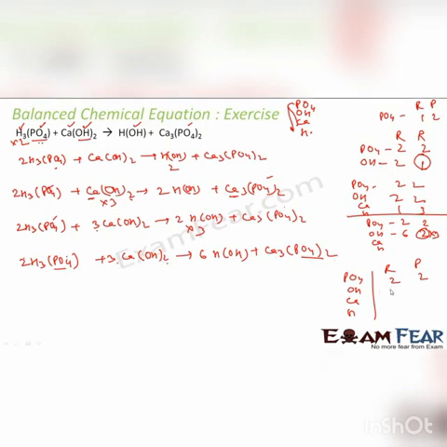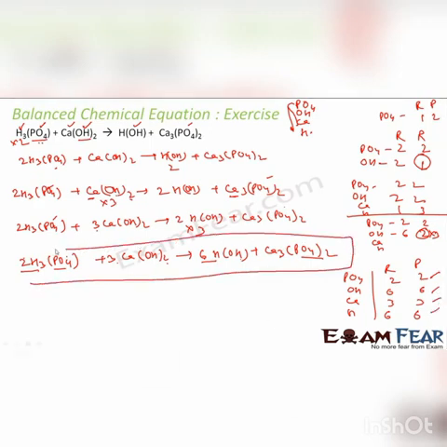OH part is 3 into 2, 6. OH part is 6 into 1, 6. Ca part is 3 into 1, 3. Ca part is 1 into 3, 3. Now left with hydrogen. Hydrogen here is 3 into 2, 6. Here 6 into 1, 6. So you see everything is balanced. Thus I can say that this is my balanced chemical reaction. Correct?